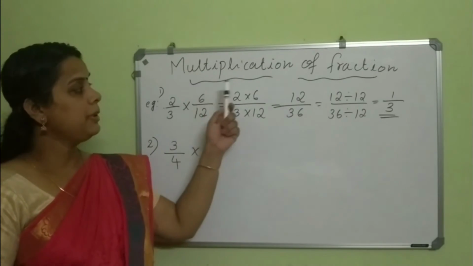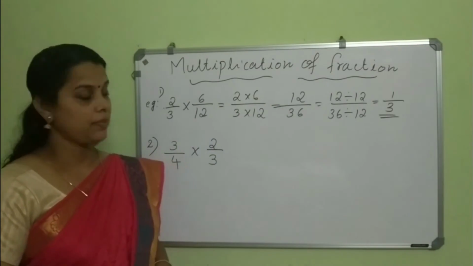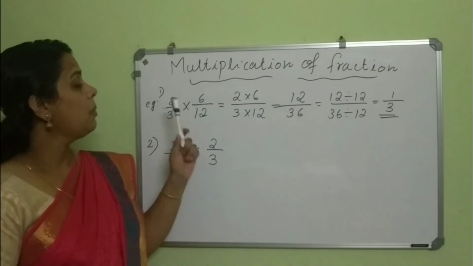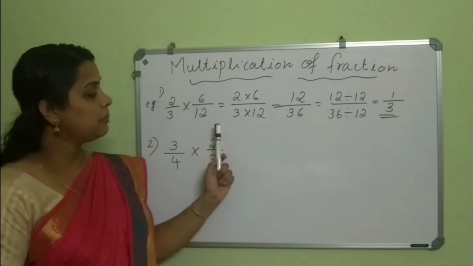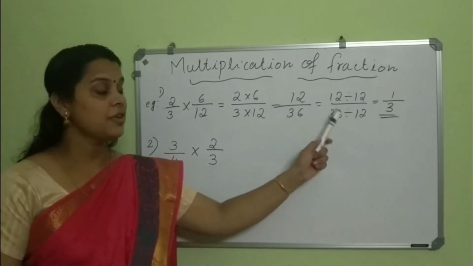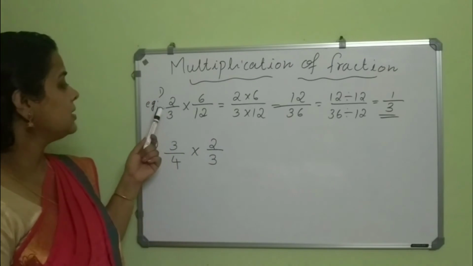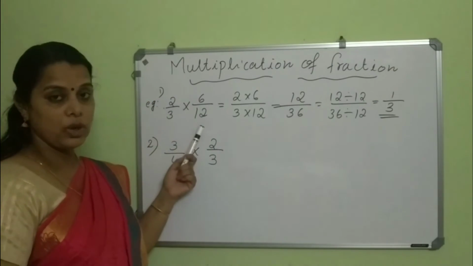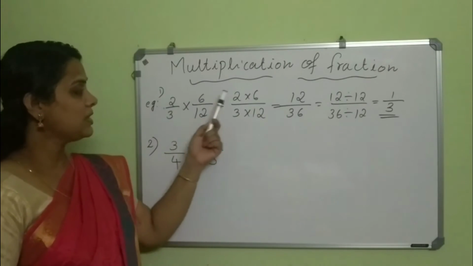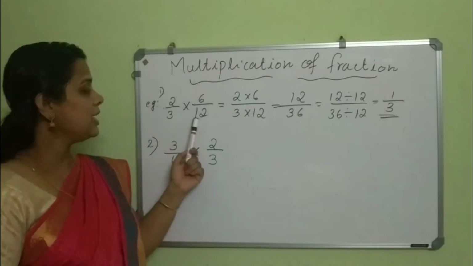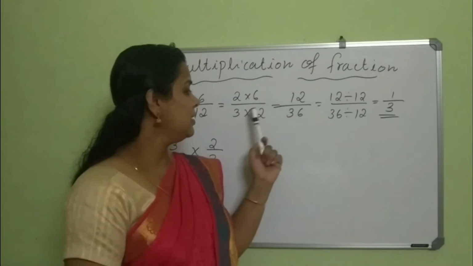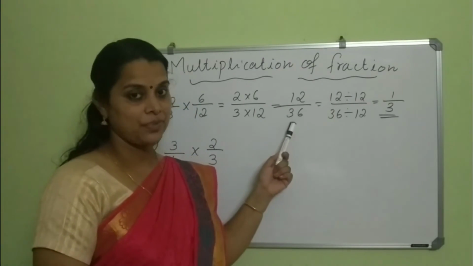Next is multiplication of fractions. A fraction by a fraction. It's very simple. Multiply numerators, then multiply denominators, then find the simplest form of the answer if needed. See this example, 2 by 3 into 6 by 12. Multiply the numerators, 2 into 6, then the denominators, 3 into 12. We will get 6 2s are 12, 3 12s are 36.